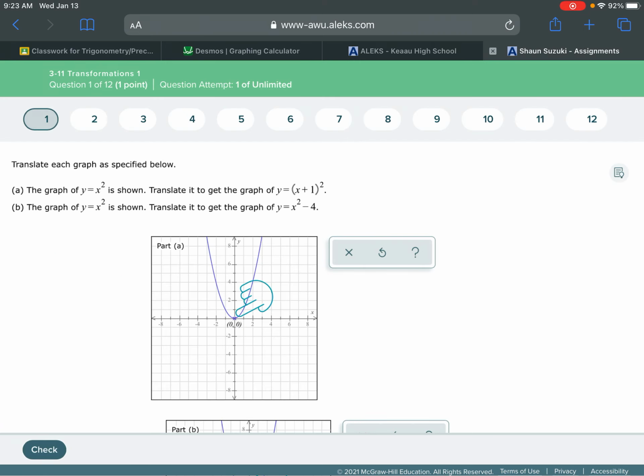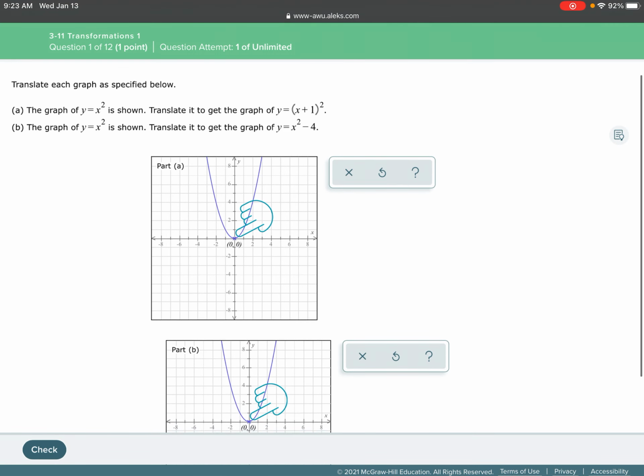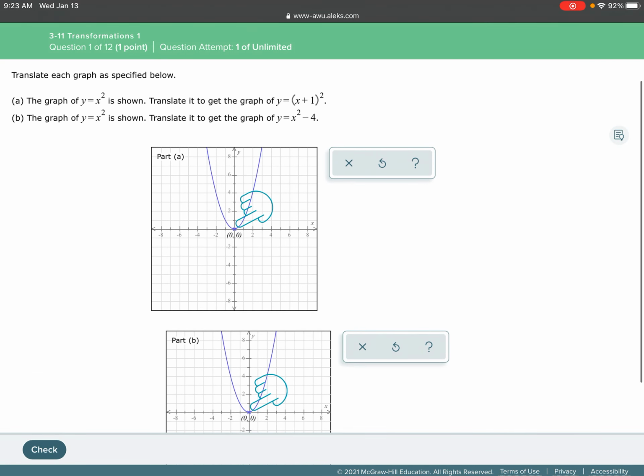So the first question is asking us, translate each graph as specified below. The graph of f of x equals x squared is shown. Translate it to get to the graph of (x plus 1) squared, for part A. So remember, x plus 1 inside of the parentheses, that's the one where it's reversed, right? So instead of going to the right 1 unit, this is going to move to the left 1 unit.